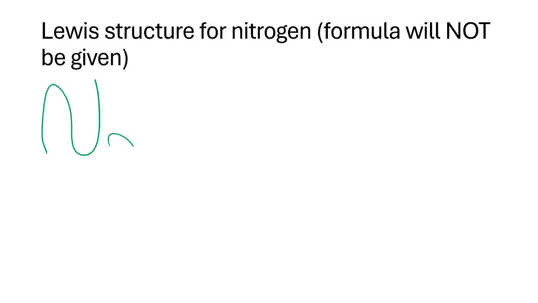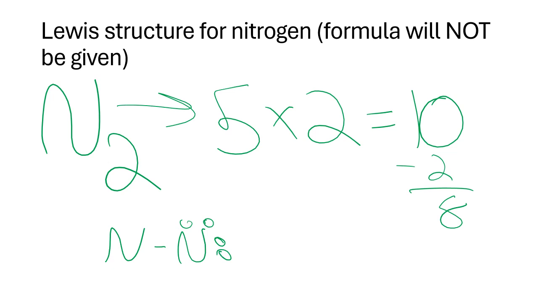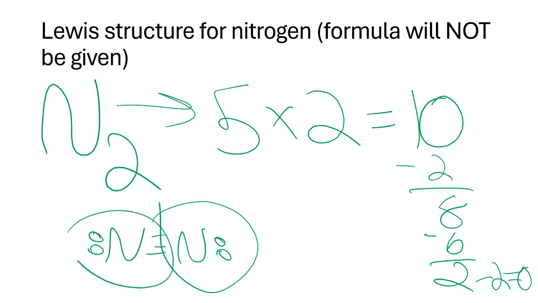Nitrogen. Nitrogen has 5 valence electrons times 2, we got 10. Nitrogen bonds with each other, minus 2, we got 8. Make one atom happy first, minus 6, we got 2. Try to make the other atom happy, minus 2, we got 0. So the nitrogen on the left needs 8, so it's going to pull over 2 electrons first. Now it has 6. It's going to pull over 2 more electrons. Now both have 8.